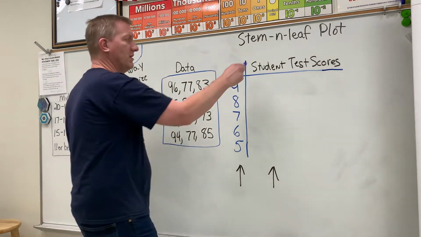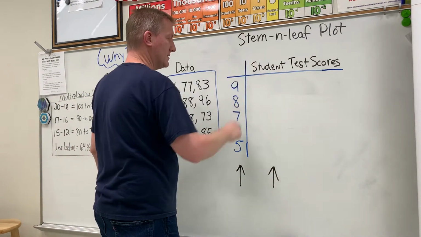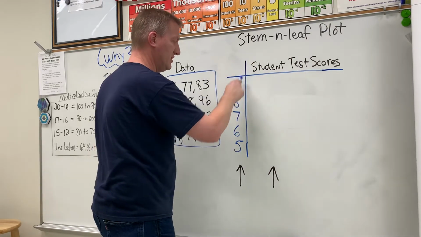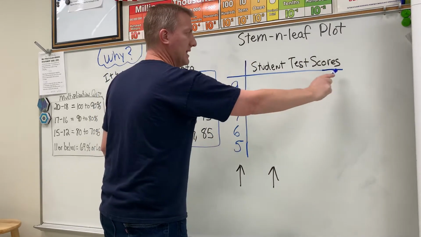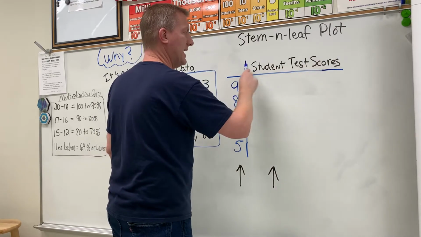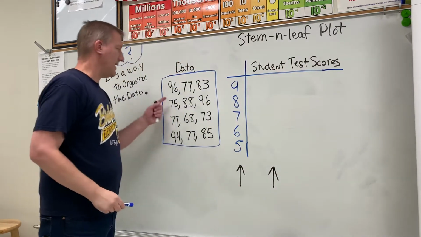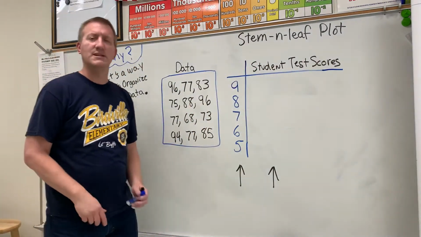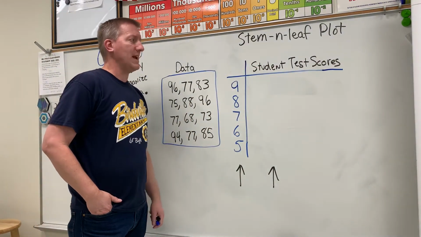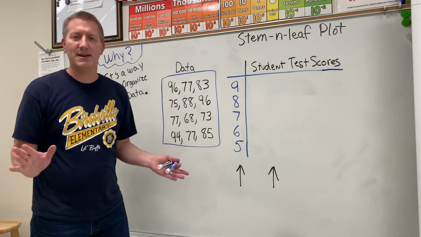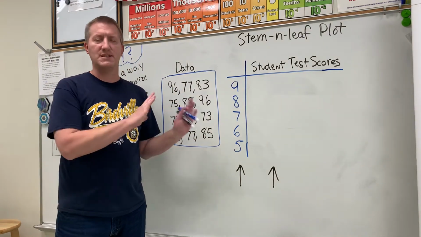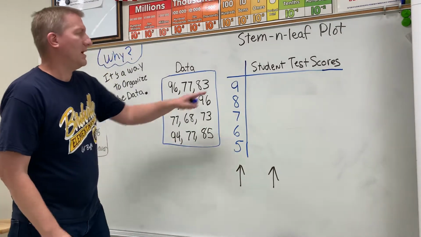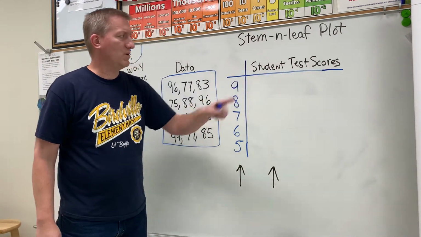First of all, you always put a heading. So when you make your little chart, you make a line down here, a line here, and then you put the heading right up here. My data today is student test scores. Again, this is made up data. These are not students' actual test scores. But that's what we're plotting today.